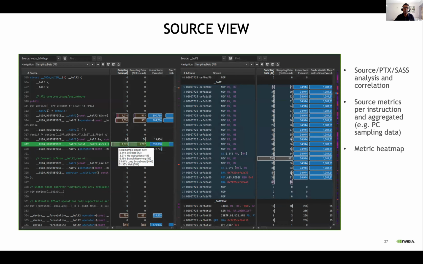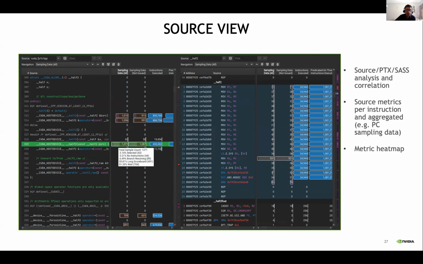One of the powerful features is it will help you drill down and identify the bottlenecks at the level of your source. So this is the source view. It shows you on the right-hand side the GPU assembly, the SASS, and on the left-hand side, in this case, the CUDA C code. And it shows you for this instruction the corresponding GPU assembly instructions which are highlighted.